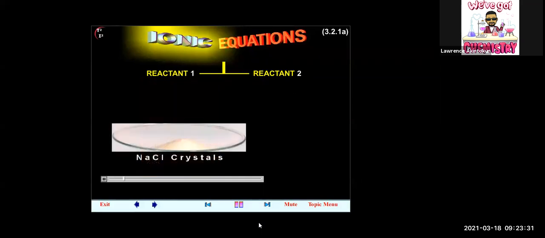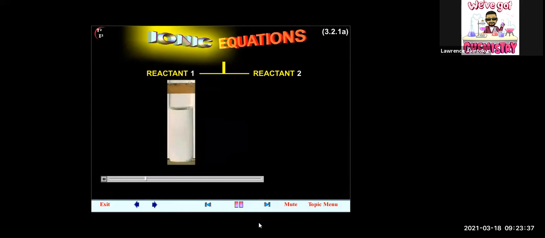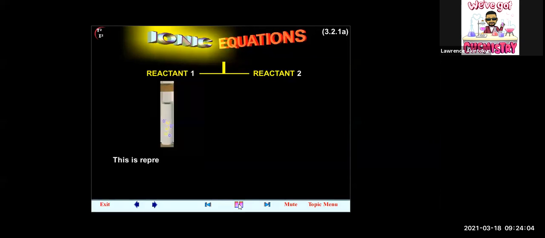Sodium chloride added to water and stirred leads to the dissolution of sodium chloride with the formation of sodium and chloride ions in solution. This is represented by the equation. This equation is called the ionic equation.